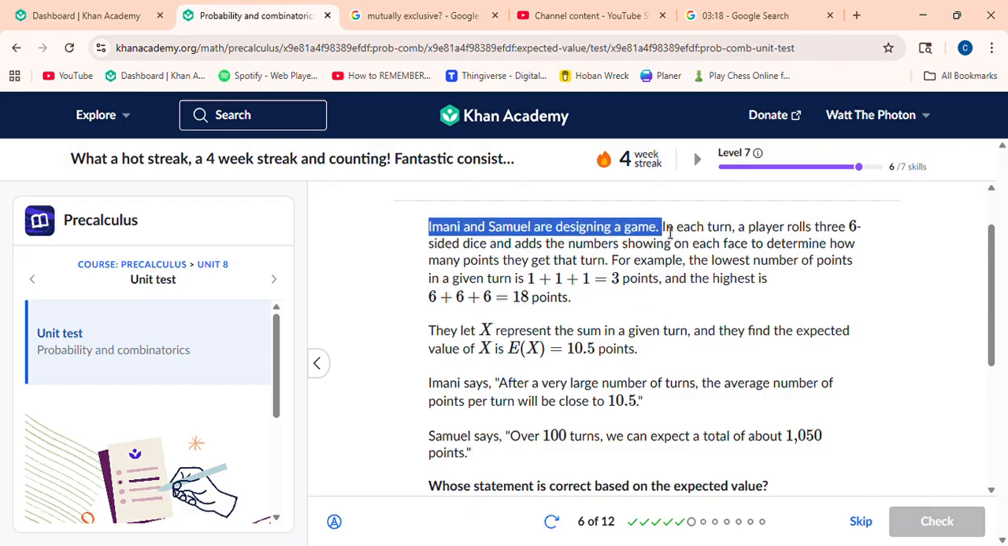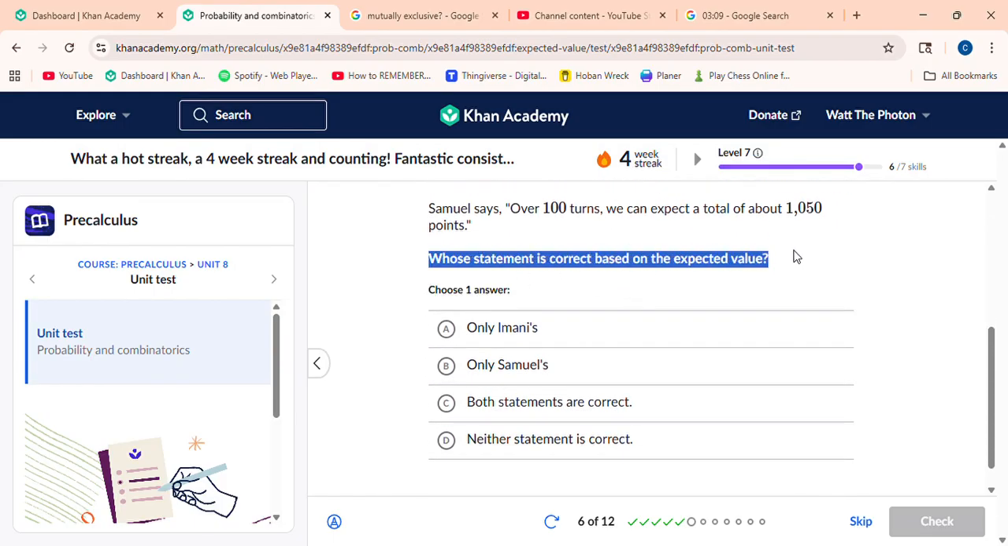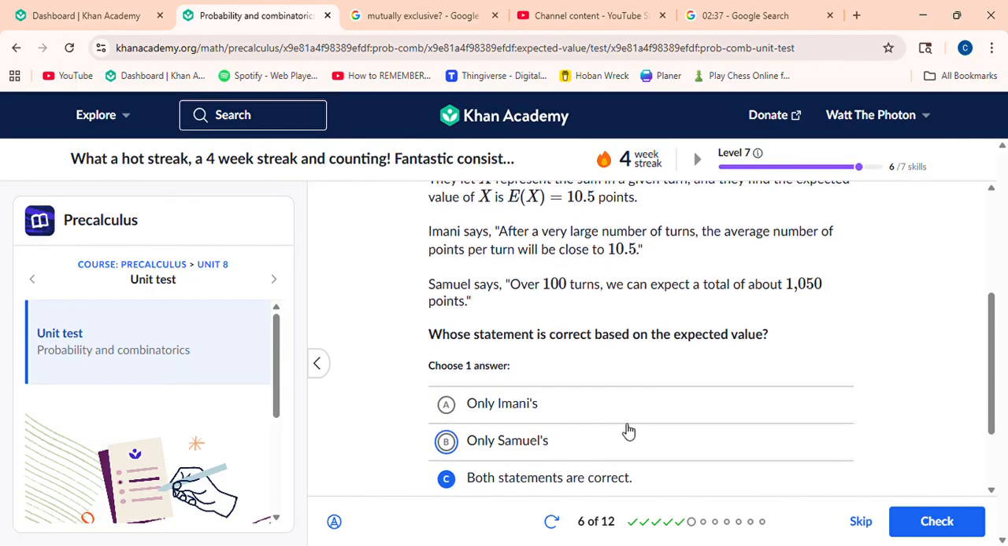Emil and Samuel are designing a game. In each turn, a player rolls 3 six-sided dice and adds the numbers showing on each face to determine how many points they get that turn. Which statement is correct based on only the expected values? See, the lowest point of the turn is 3. Okay, I see this. It's a sum. That person's right. 100 times 10.5. I think they're both correct.